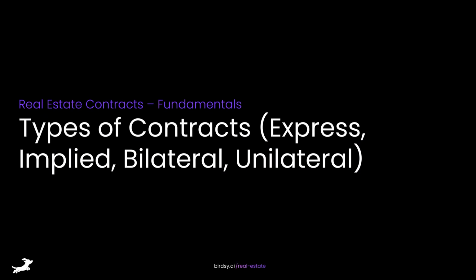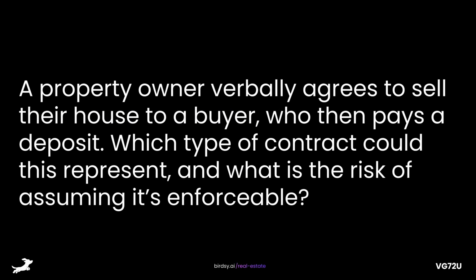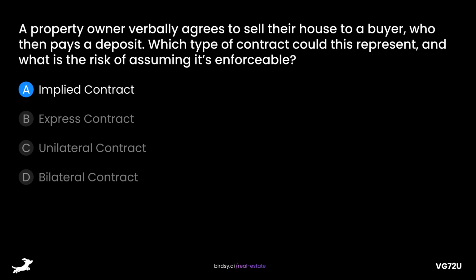Types of contracts: express, implied, bilateral, unilateral. A property owner verbally agrees to sell their house to a buyer who then pays a deposit. Which type of contract could this represent, and what is the risk of assuming it's enforceable? Is it A, implied contract, B, express contract, C, unilateral contract, or D, bilateral contract? The answer is B, express contract.